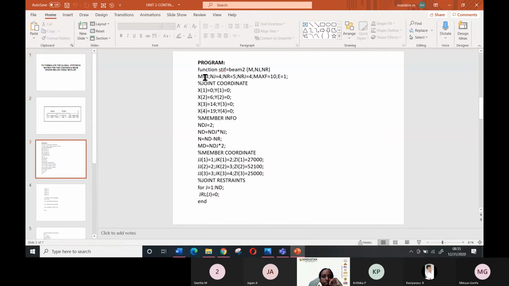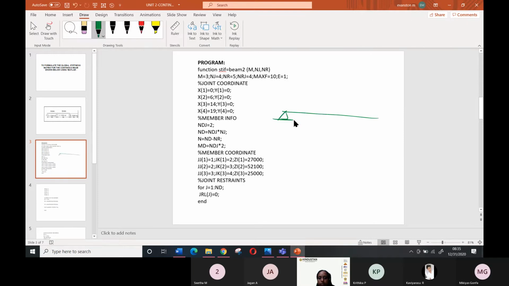So I told number of members is equal to 3. You can get the explanation of what M, NJ and the rest mean from your classmates, who noted it yesterday. M is equal to 3, number of members is equal to 3. Number of joints: this is the diagram, the first joint, second joint, third joint, and the fourth joint. So number of joints is equal to 4, and then number of restraints.